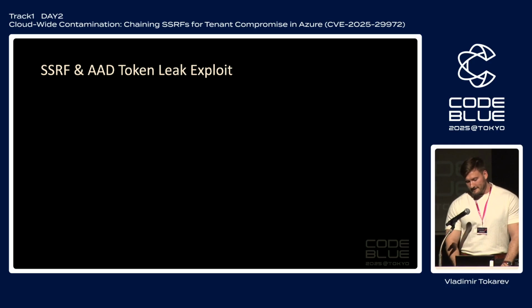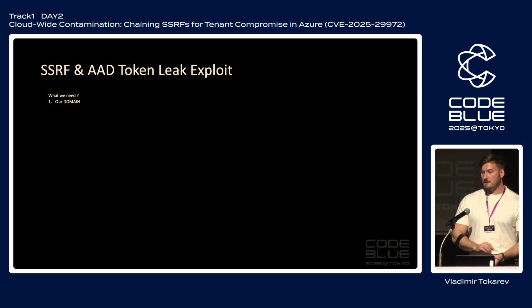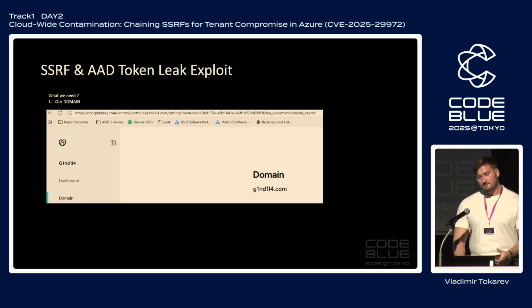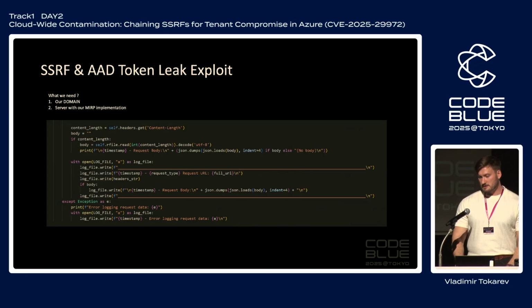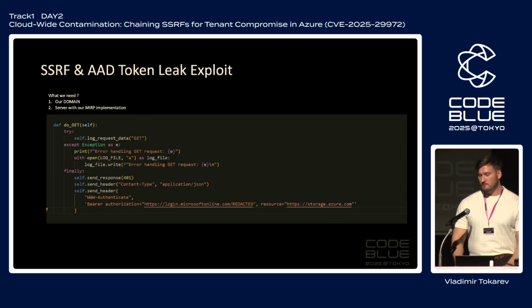And now let's talk a little bit about how an attacker would exploit this together to get an AAD token leak. For that, first they'll need their domain, right? Because they'll need to trigger a GET request to something they can intercept. So their own domain will be a lot easier for this. For instance, we have G1 and the 1L4 domain, which is Gandalf in lead. And so they have their own domain, the Gandalf domain. Now, they also implement an HTTP server, which basically logs every incoming request. And for a GET request, it will return 401 with WWW-Authenticate with the needed authorization and resource values in the header.